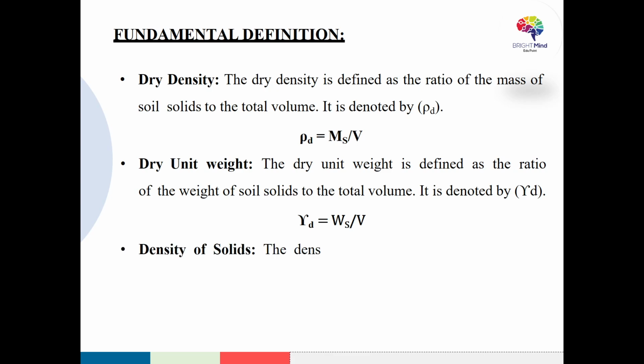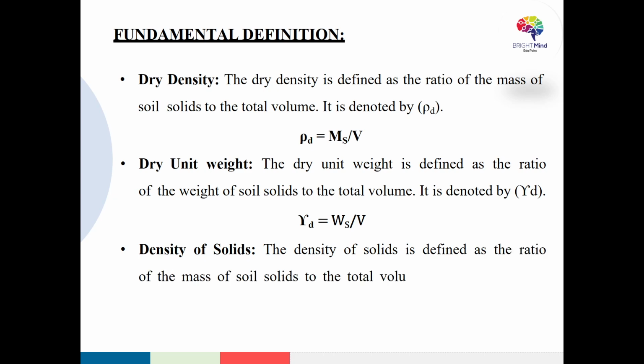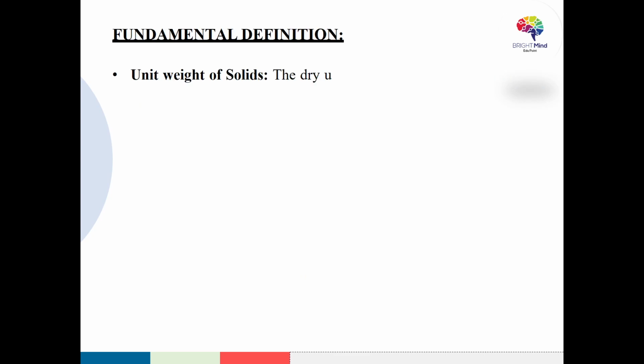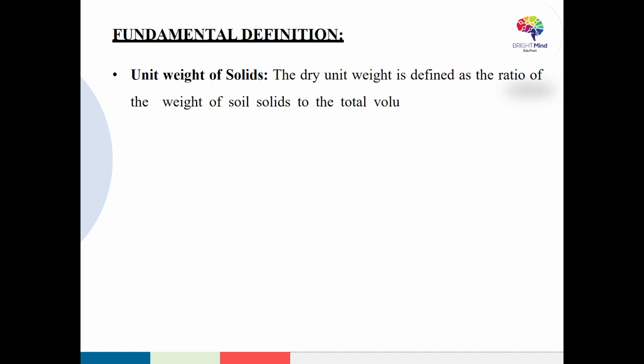Then comes the density of solids. The density of the solids is defined as the ratio of mass of soil solids to the volume of soil solids. It is denoted by rho s. Then next is the unit weight of solids, which is again the ratio of the weight of the soil solids to the volume of the soil solids. It is denoted by gamma s.